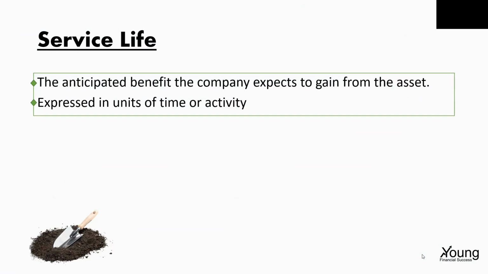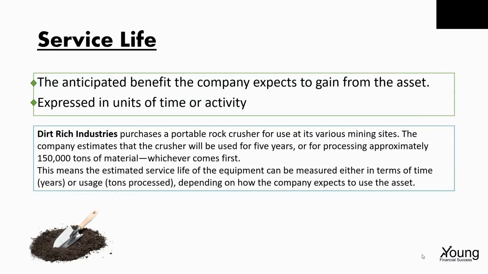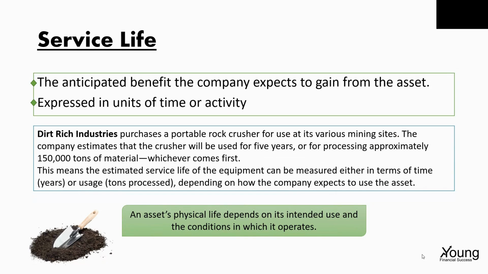So for the service life, the anticipated benefit that the company expects to gain from the asset. So for how long or for how much activity, so either time or activity, are we going to deem the service life that's estimated out of this asset? So with Dirt Rich Industries, they purchased the portable rock crusher for use at its various mining sites. The company estimates that the crusher will be used for 5 years or for processing approximately 150,000 tons of material, whichever comes first. This means the estimated service life of the equipment can be measured either in terms of time or usage. So either those 5 years or those 150,000 tons, depending on how the company expects to use that asset. So an asset's physical life depends on its intended use and the conditions in which it operates.